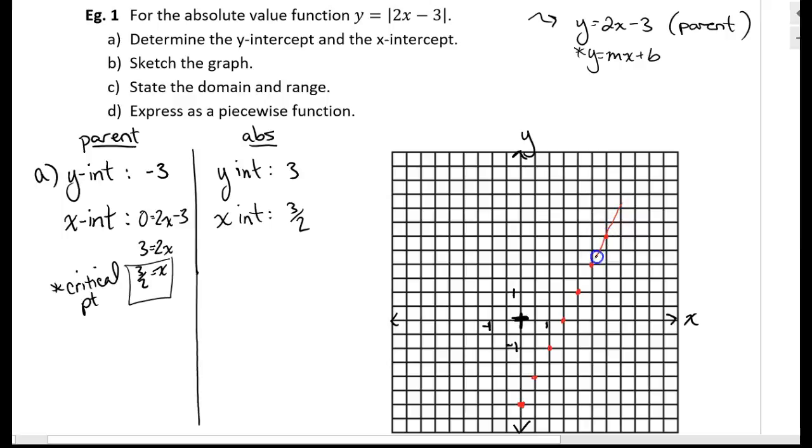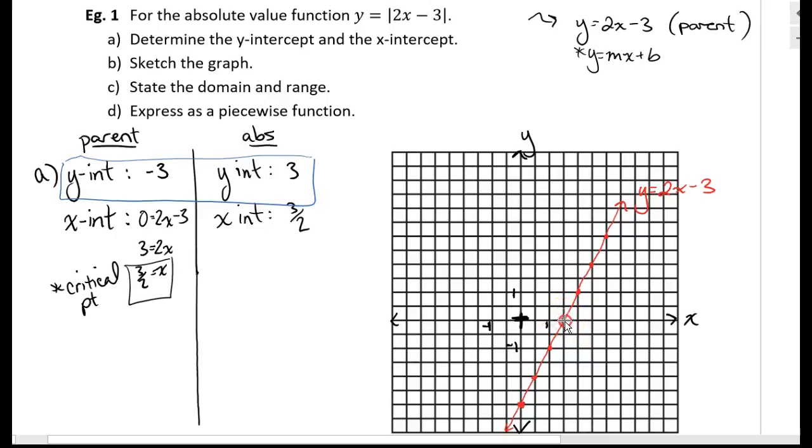And this is going to be my parent function. When I want to draw my absolute value, now we can visually see why my y-intercept changes. It's because anything below my x-axis becomes positive. My output needs to be positive if I'm taking the absolute value.